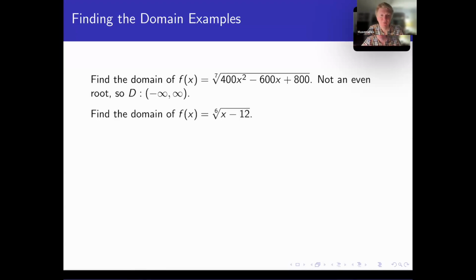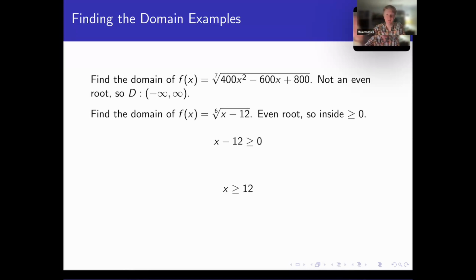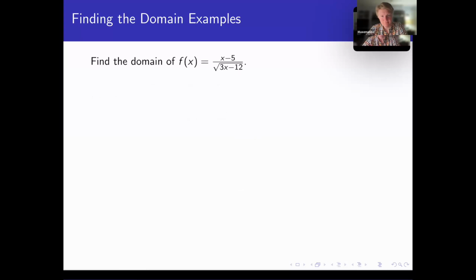But now let's find the domain of the 6th root of x minus 12. Well, this is an even root, so we need to make sure everything on the inside is greater than or equal to 0. All right, x minus 12 greater than or equal to 0. Add 12. This says everything bigger than 12, so 12 to infinity. All righty, let's keep going.